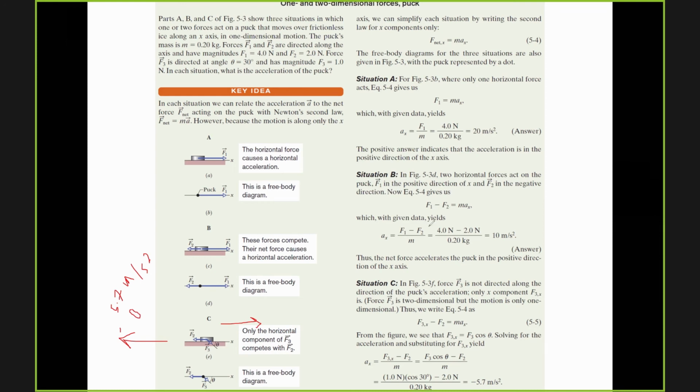Abdulaziz Alhalafi. Yes, doctor. From where do we get the one before the cosine? Why do we say one? He told me in the question that F3 is 1 Newton. Okay, the magnitude of F3 is 1 Newton.